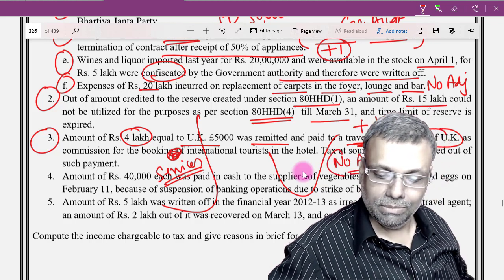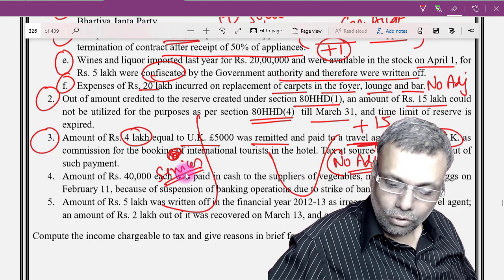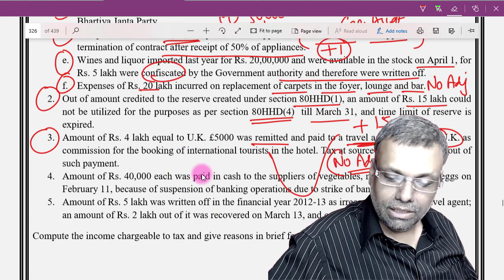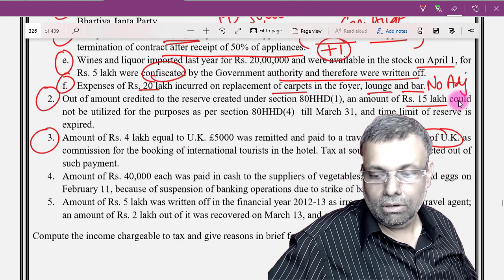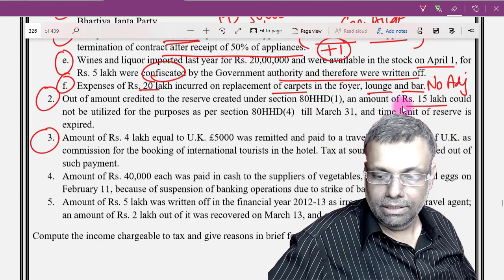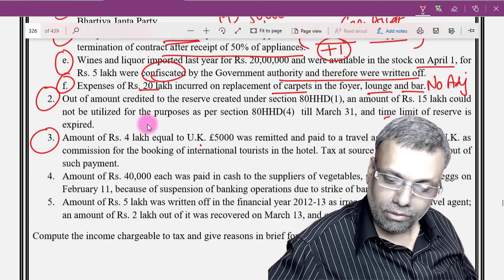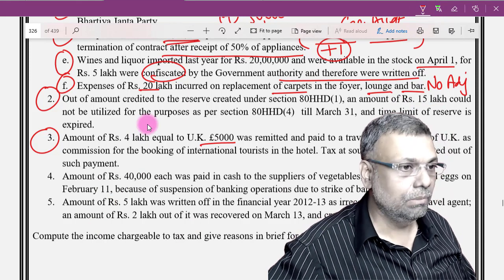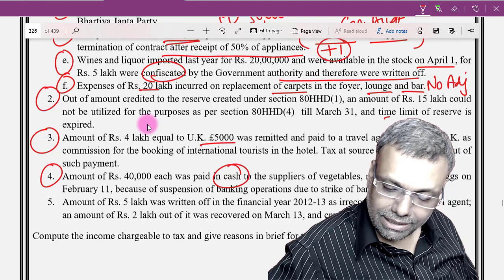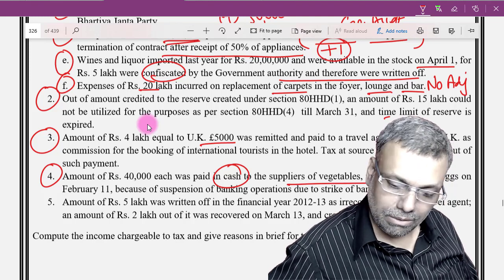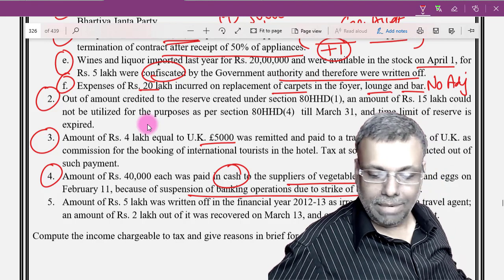You require no adjustment. Reason being that on this particular money, there was no tax that was required to be deducted because the income of the travel agent is not accruing or arising in India. Okay. The next point. So you require no adjustments. Point number 3. Okay. Next, point number 4. Amount of 40,000 each paid in cash to suppliers for vegetable, milk product, etc. because of suspension of banking operation due to strike of bank employees.